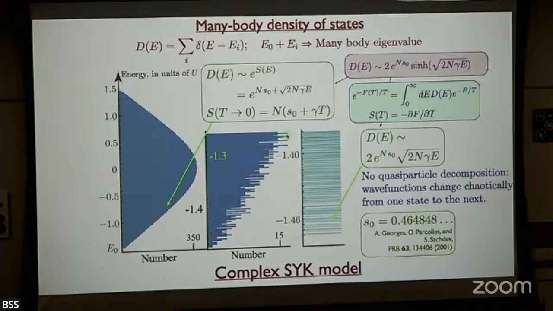Okay, I think I'm out of time. We've been applying this to various finite dimensional extensions of this. Let me just show at least this.